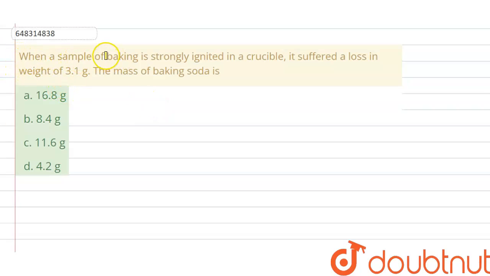Hello everyone, let's read the question. When a sample of baking soda is strongly ignited in a crucible, it suffers a loss in weight of 3.1 gram. The mass of baking soda is?